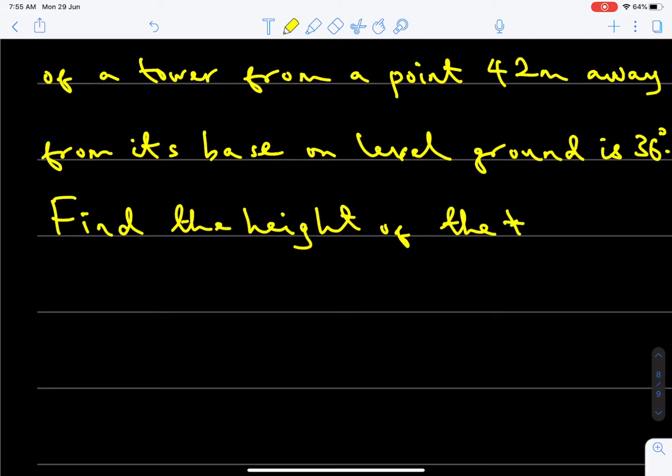So this person is 42 meters away from the foot of the tower, and is looking at its top from that point at an angle of elevation of 36 degrees. Now they want us to find how tall the tower is, which is the height of the tower. Find the height of the tower.